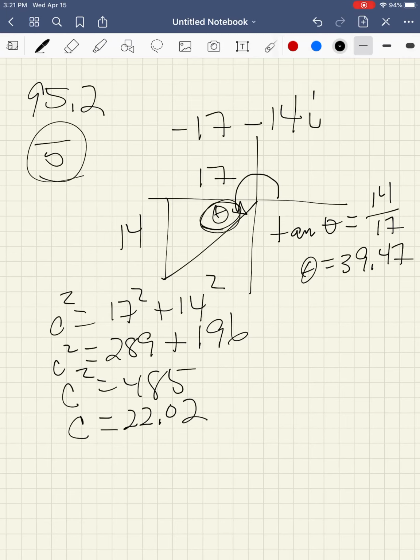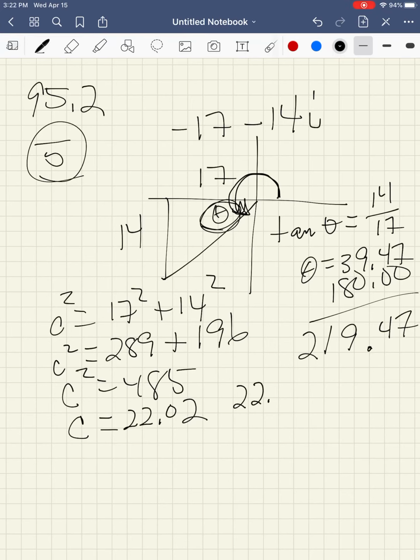But that's what this is right here. The angle we need is from here around to here. So we have to add 180 to that. So the actual angle is 219.47. So the problem in polar form is 22.02 cis 219.47. Now we're actually ready to do the problem. We haven't done anything to get the answers yet.